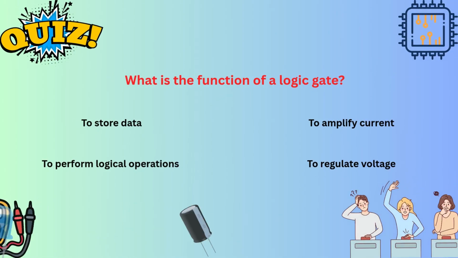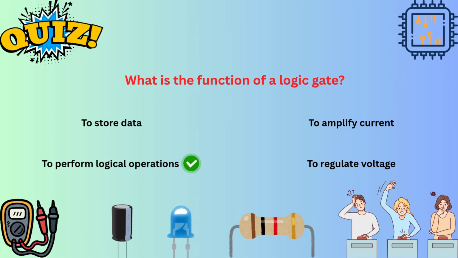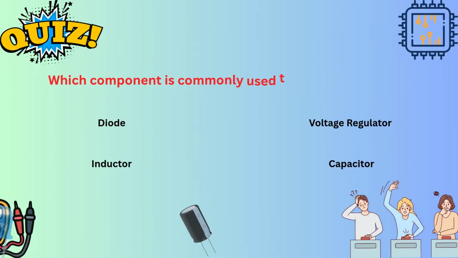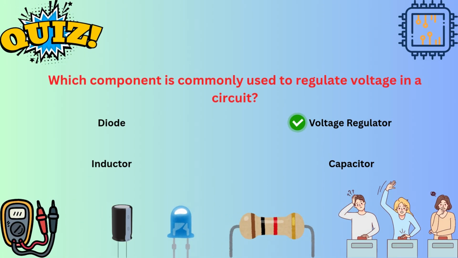What is the function of a logic gate? To perform logical operations. Which component is commonly used to regulate voltage in a circuit? Voltage regulator.